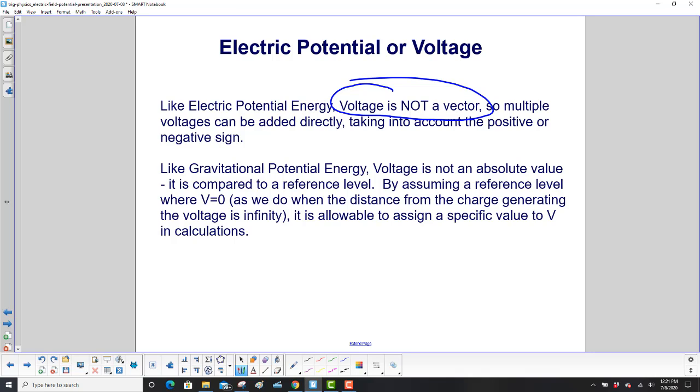By assuming a reference level of voltage equal to 0, as we do when the distance from the charge generating the voltage is infinity, and infinity's a good place to have a 0 voltage, we can assign a specific value to voltage in calculations because it's being referred to a 0 voltage at infinity.